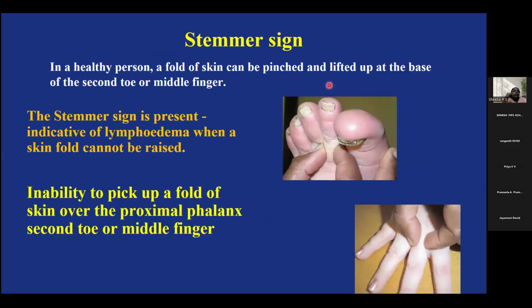Now we are going to learn about the Stemmer sign. This is a sign which you see only in lymphedema patients. In a healthy person, you are able to pinch and lift up the skin at the base of the second toe and the middle finger. But in lymphedema patients, you will not be able to. Inability to pick up the fold of skin over the proximal phalanx of the second toe or middle finger is the positive sign of lymphedema. It is called the Stemmer sign.